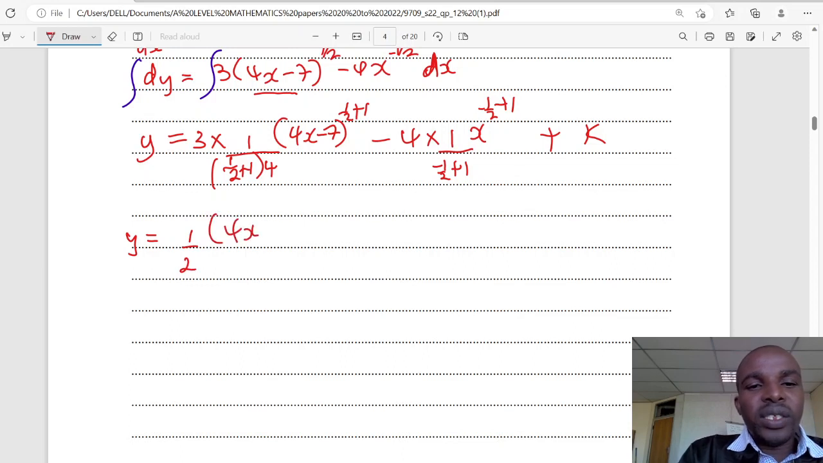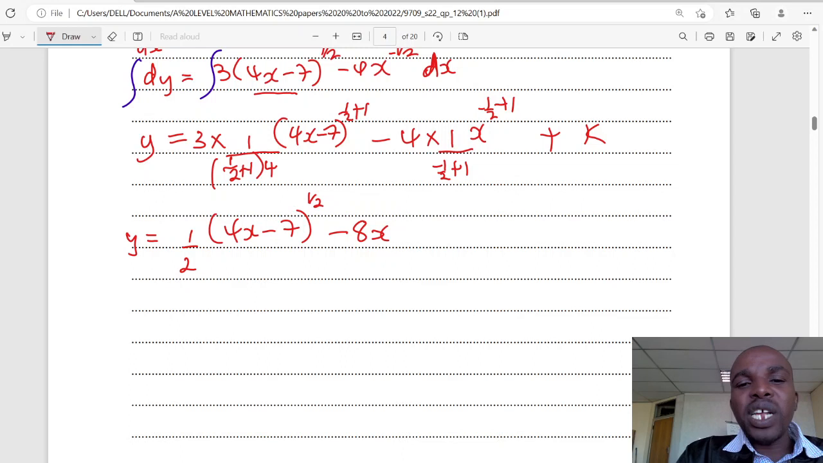Then 4x minus 7, then minus half plus 1 is half. 4 divided by half, what do you get? You must get 8. Then x to the power minus half plus 1 is half. Then plus a constant. Yes. So this is the equation that we have.